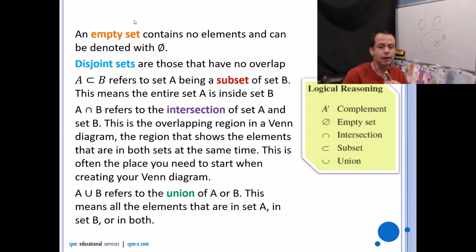This next one is usually, I think, the one that confuses us the most for whatever reason, and it's the union. A union with B refers to the union of A or B. This means all the elements that are in set A or in set B or in both, okay? And this is where it gets confusing because a lot of kids feel that the union doesn't include the intersection. It doesn't include the part that's both, but it does, okay? So it's everything.